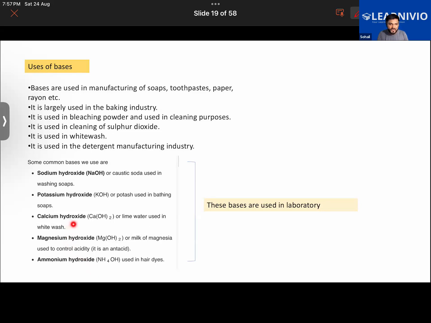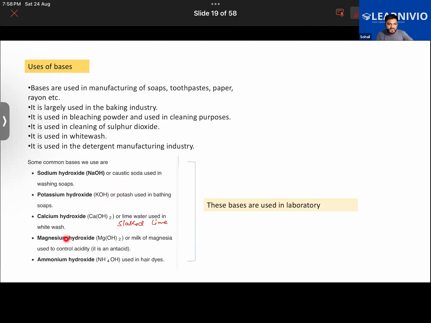Strong. What's another name for this? Slaked lime. Okay. Potassium hydroxide? Strong. Sodium hydroxide? Strong. Note down that this is also called caustic soda. I explained why it is called so, right?